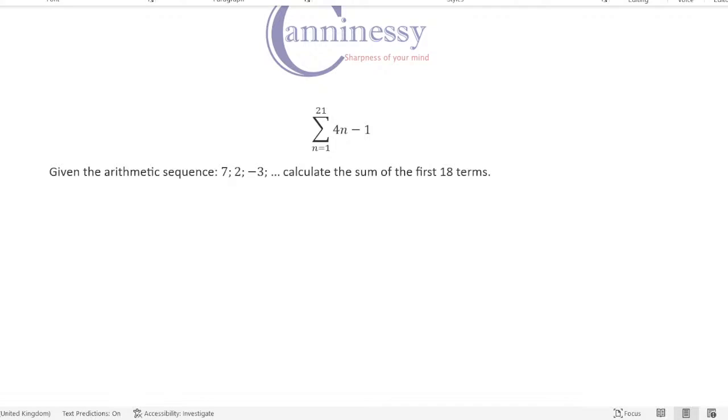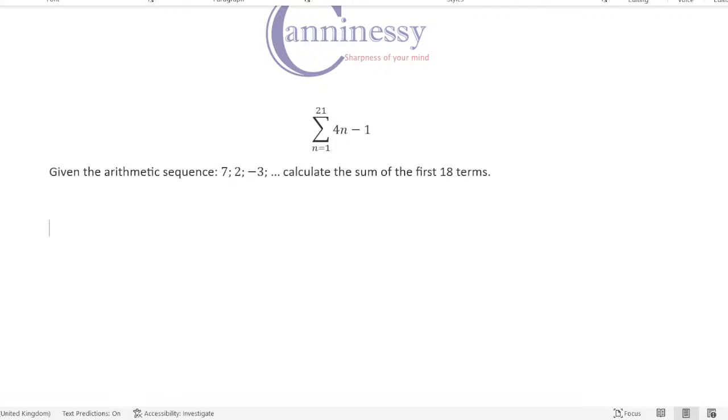All right, time up. So here, the question says calculate the sum of the arithmetic sequence. Given the arithmetic sequence 7, 2, negative 3, calculate the sum of the first 18 terms. Remember, based on our previous examples, we can do that by substituting, right? But since it's 18 terms, substituting is going to take more time. So what can we do?